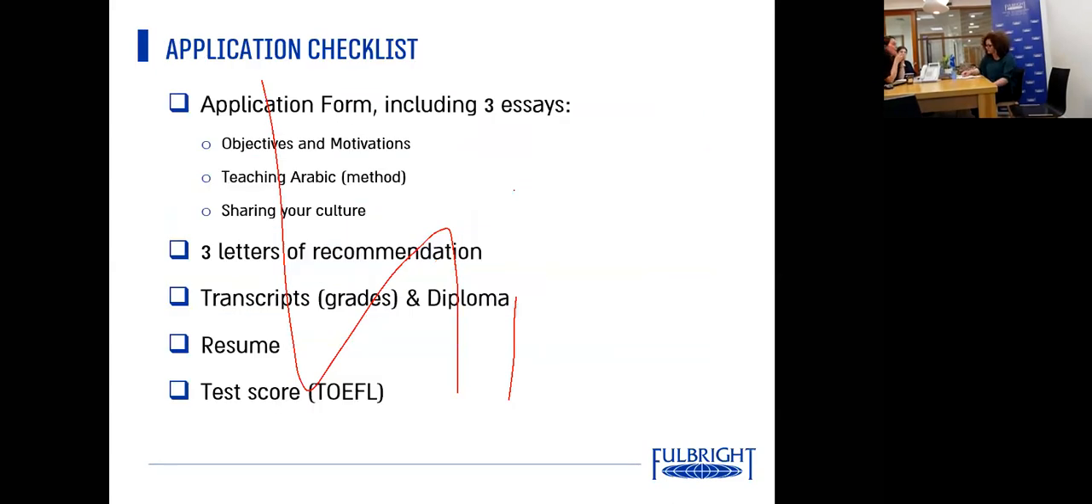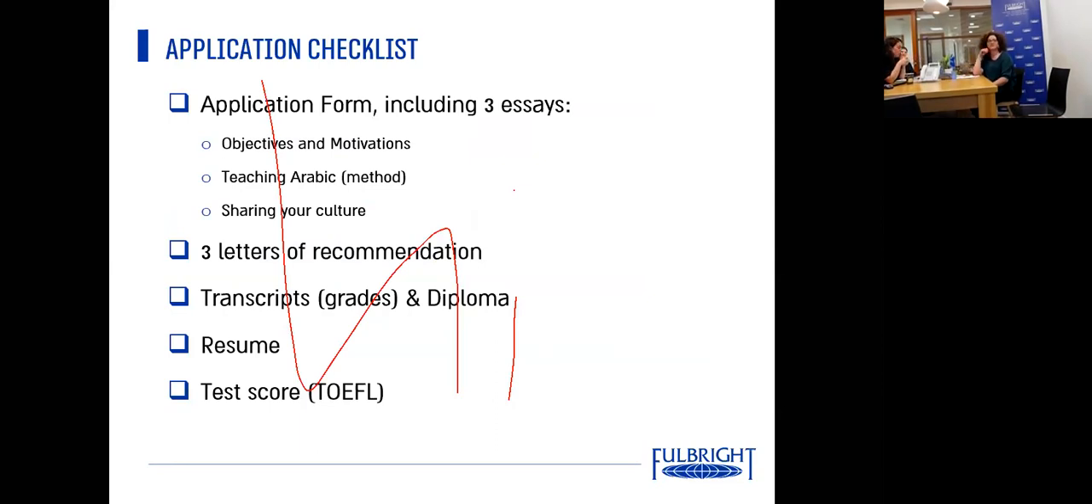Okay, how do you know that you have a wonderful, great, best ever application? The application contains 3 essays you will need to complete. One will talk about your objectives and motivations on joining the program. Why do you want to be an FLTA? Another will talk about your teaching method in Arabic. How do you plan to teach Arabic? How do you plan to talk about culture, community, and other things? And the third, about sharing your culture. What do you see as sharing a culture?